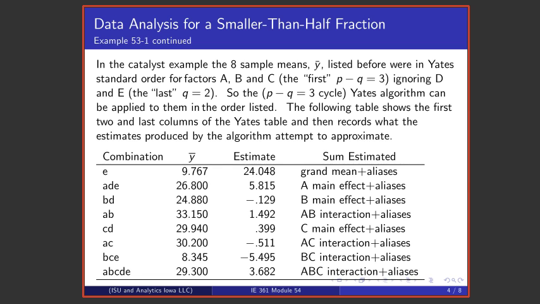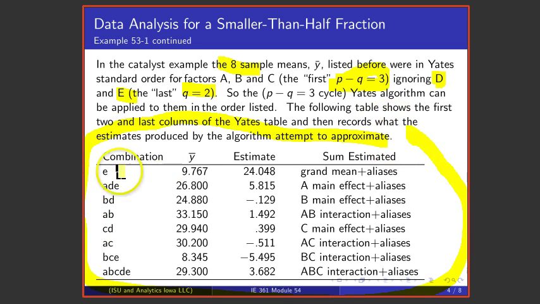So to return to this Hansen and Best catalyst study, that's an example where there are 5 factors and only 8 different combinations of conditions were studied. So p minus q is 3, and one begins by ignoring the last 2 factors, that is, q equal to 2. So one makes use of a 3-cycle Yates algorithm, and here is how things get set up to do that.